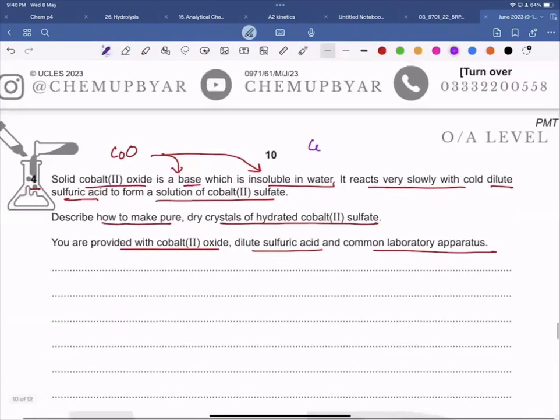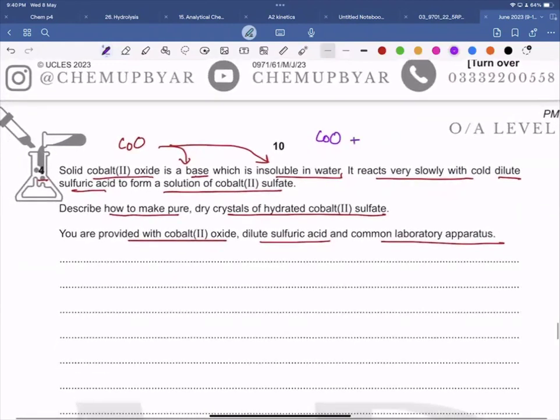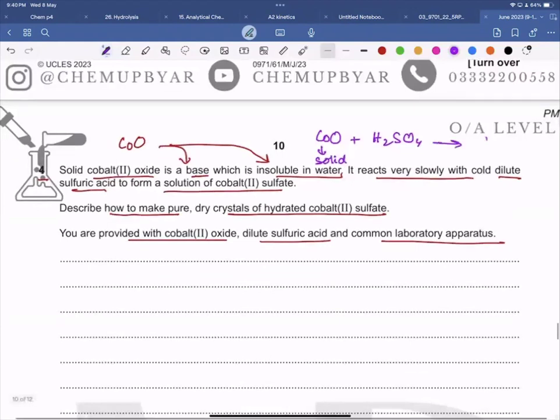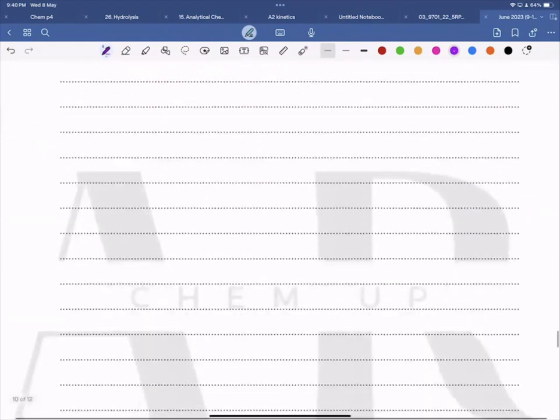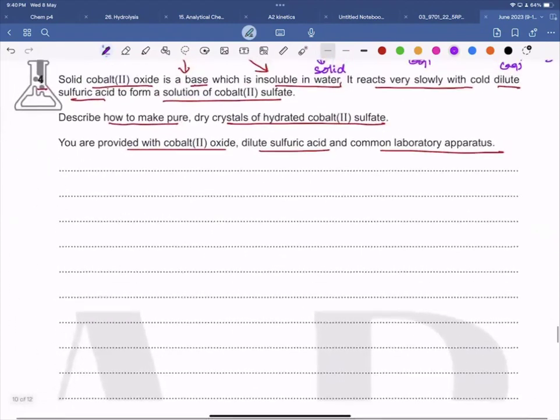So if you see, when we react cobalt oxide with the sulfuric acid, it's a solid because it is water insoluble. And they told you that you are going to get cobalt sulfate solution. So it means it is going to be aqueous, right? And water. So it means acid with the excess solid, that method we are going to use. So see, you have to explain that method.